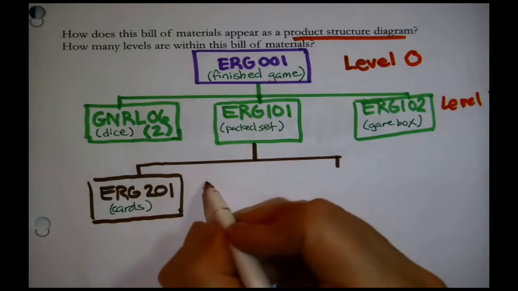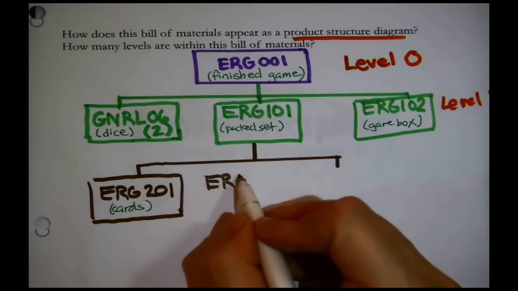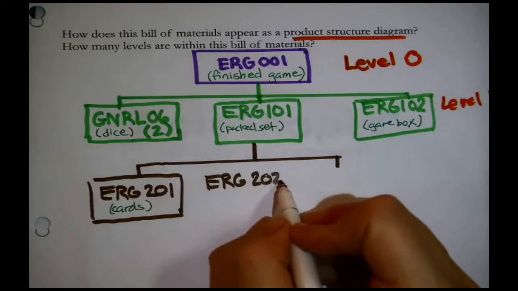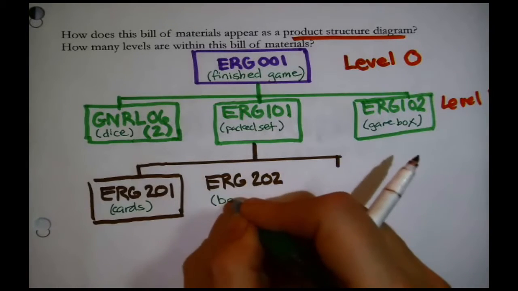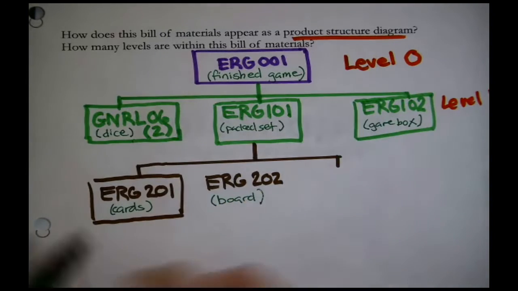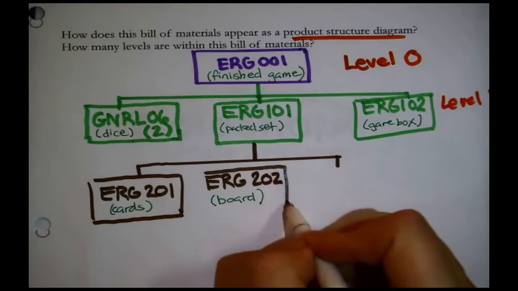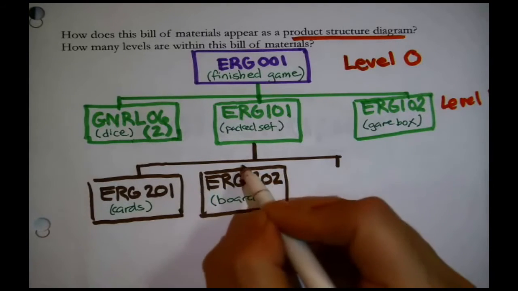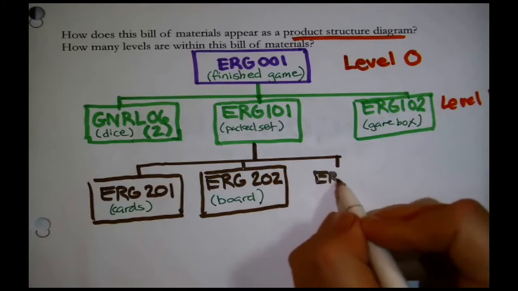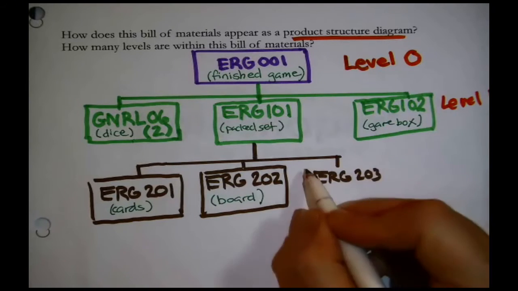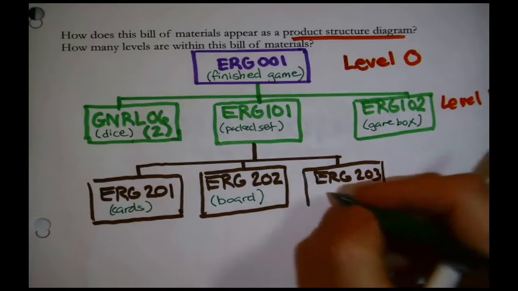And then ERG 202. The ERG 202 is the actual playing board. I'm just going to write board. Okay, give it a nice frame to give it an identity, connect it up to its parent, and then ERG 203. And ERG 203 was the pieces packet.